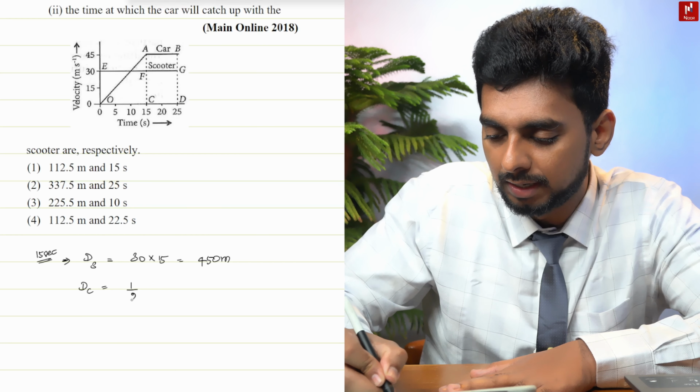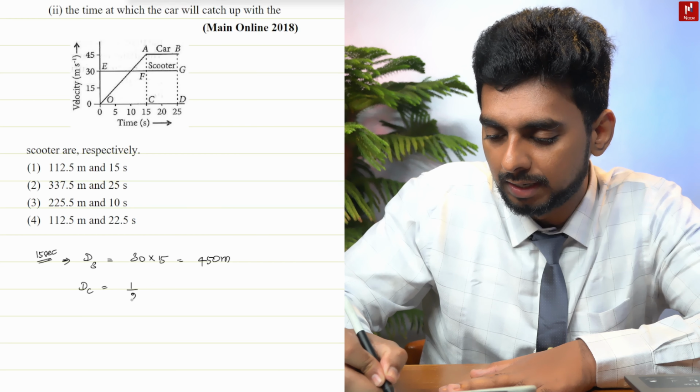Okay, so now I have got 112.5. For now I have got the first one, so the answer could be either option 1 or option 4. Those two are possible, right? Next, what I need to verify is at what time the car and the scooter will catch up with each other, right?